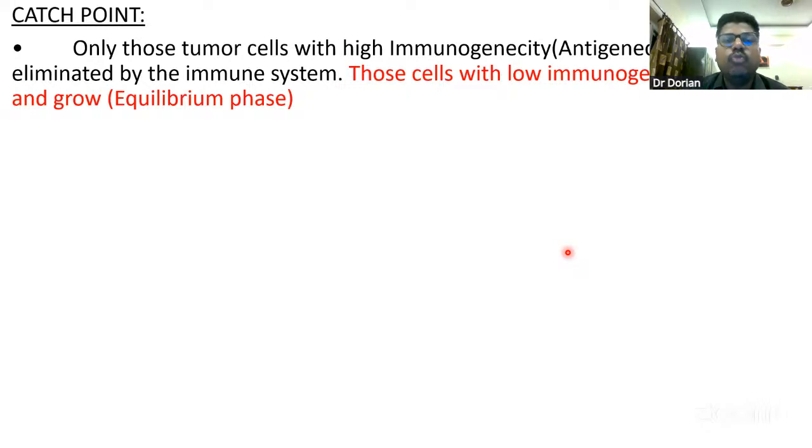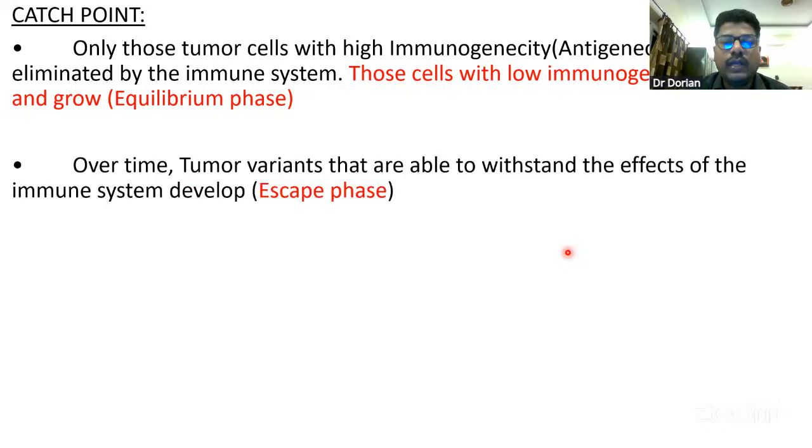But only those tumor cells which have a high amount of antigens, high immunogenicity, are eliminated by the immune system. So in the elimination phase, only highly immunogenic tumor cells get eliminated. Those tumor cells with low immunogenicity survive. This is called the equilibrium phase. Over time, the surviving tumor cells develop multiple mutations and they withstand the effects of the immune system. This is called the escape phase.